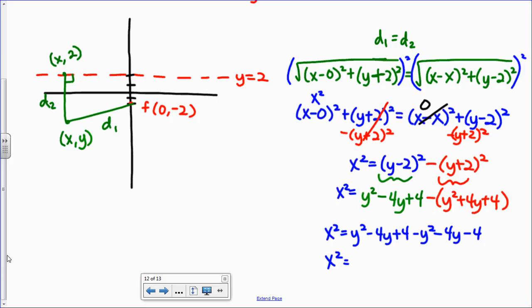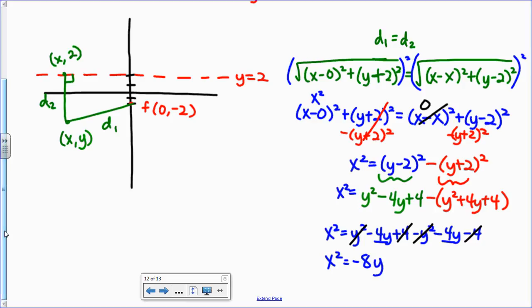So the y squareds cancel because you have y squared minus y squared. Since it's a parabola, I need a quadratic equation, and a quadratic has only one squared term. So it should happen where one of your squared terms cancels out, either the x squared or the y squared. Because it tells me it's a parabola, so I know one of those has to cancel. Okay, then I have negative 4y and negative 4y is negative 8y. And then 4 and negative 4 cancel. Okay, so I'm really close at this point.